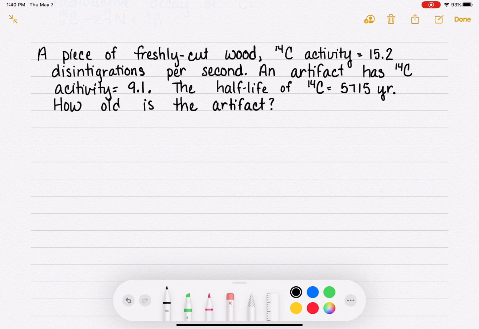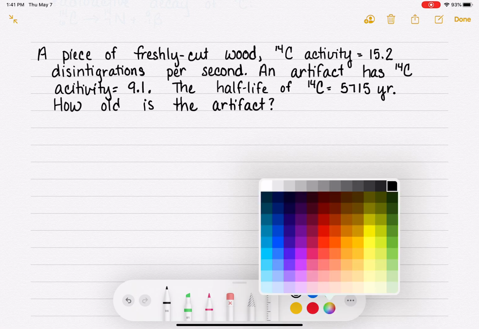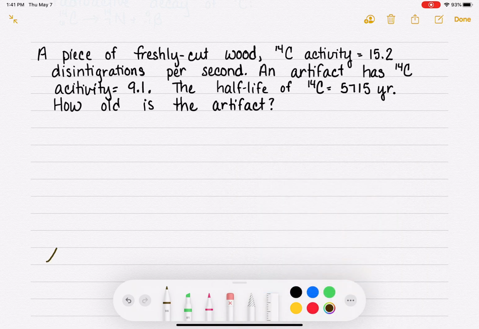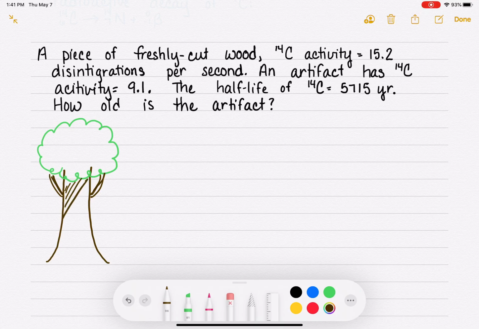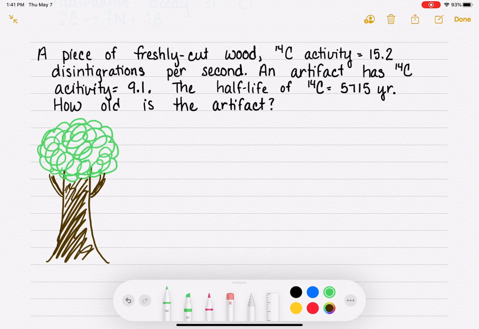Before we jump into this math, let's think about what's actually going on here. I'm gonna draw a tree. When this tree is alive and doing its photosynthesis, which you guys know what that means, it is exchanging molecules with the environment, and that includes bringing in carbon-12 as well as carbon-14. As it is absorbing CO2 from the environment, it's bringing in carbon-12 and carbon-14, and we also have carbon-13 in the mix.